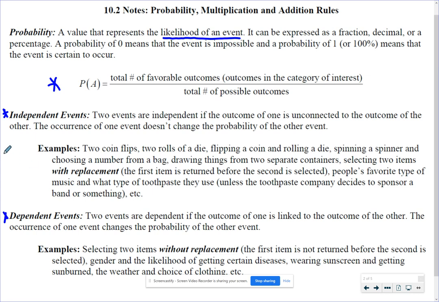So for example, two coin flips. If you flip a heads in the first flip of that coin, that does not affect the outcome of the second flip. If you flip heads the first time, probability of heads the second time is still 1/2. Two rolls of a die, flipping a coin and rolling a die, those don't affect each other. And you can read through that. Important idea right here, drawing things from separate containers or selecting two items and then replacing the first item before the second one is selected. Those are independent events. And you can read through the rest of that.